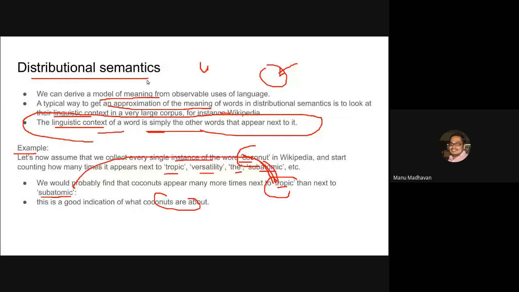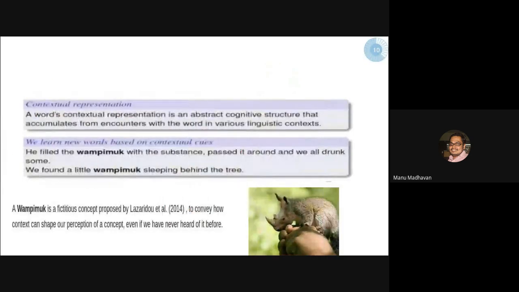Simply, we map the words into a semantic space so that we can compute their similarity based on vector distance. A word's contextual representation is basically an abstract cognitive structure, because it involves a lot of common sense too. It accumulates from encounters with the word's various linguistic contexts. For example: he filled the babnik with substance, passed it around, and we all drank some. Another example: we found a little babnik sleeping behind the tree.